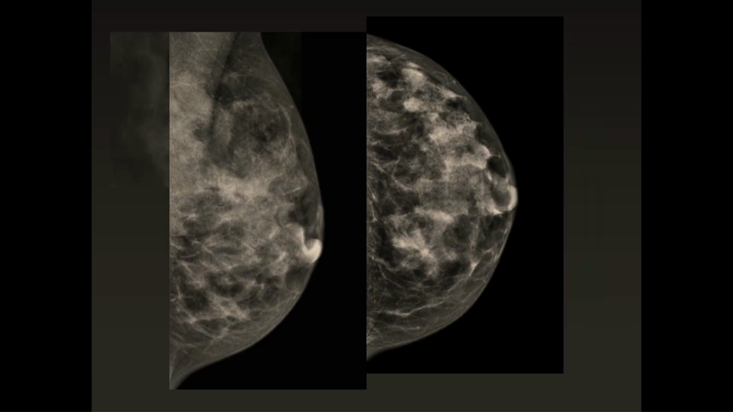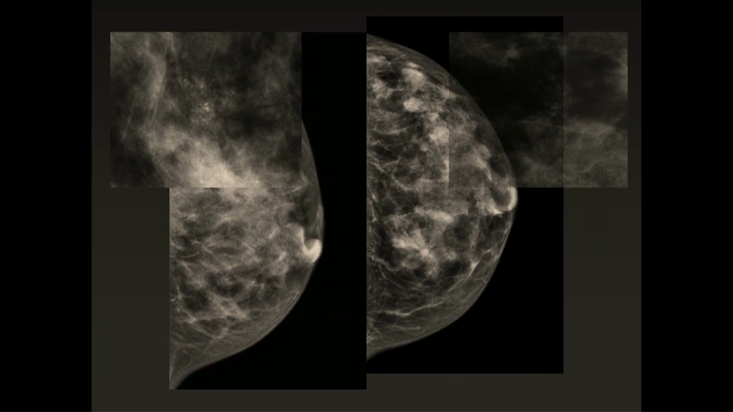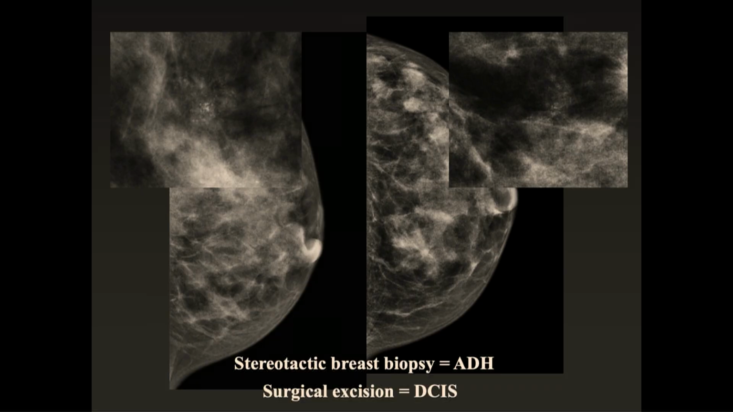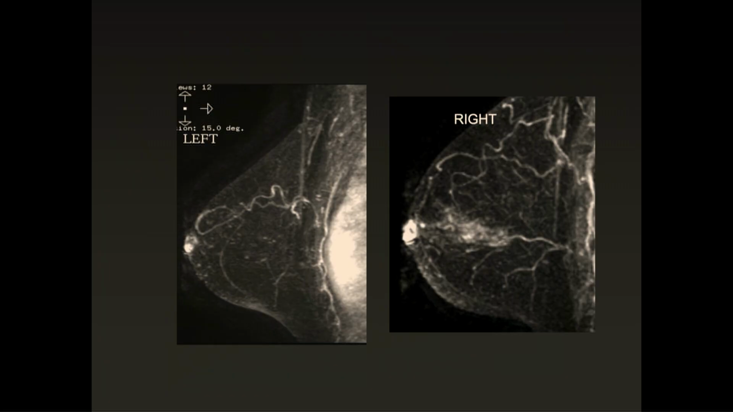Another case where, again, we see indeterminate calcifications. These underwent biopsy and were ADH, but in this case, this was upgraded to DCIS at the time of surgical excision. And again, there's no way to predict which time those calcifications, they all are amorphous, they all look very similar. Sometimes they're going to be benign, sometimes they're going to be ADH, sometimes they're going to be ADH upgraded at the time of excision.